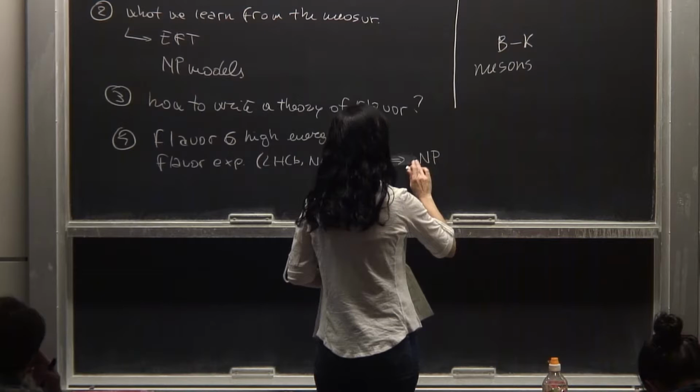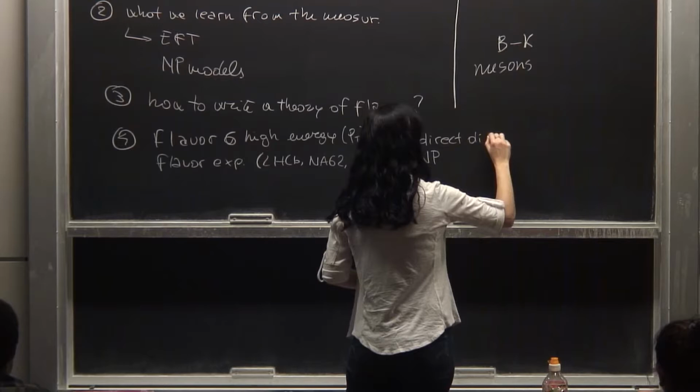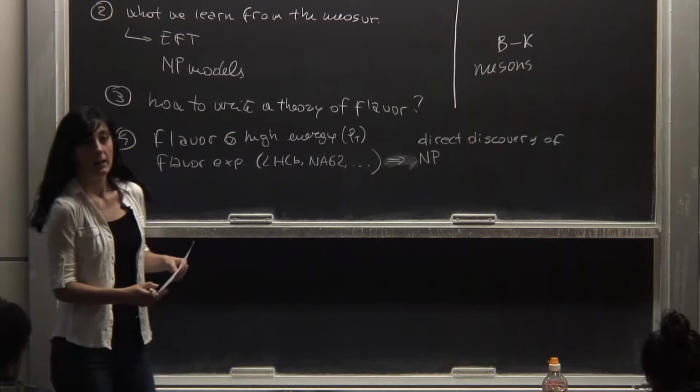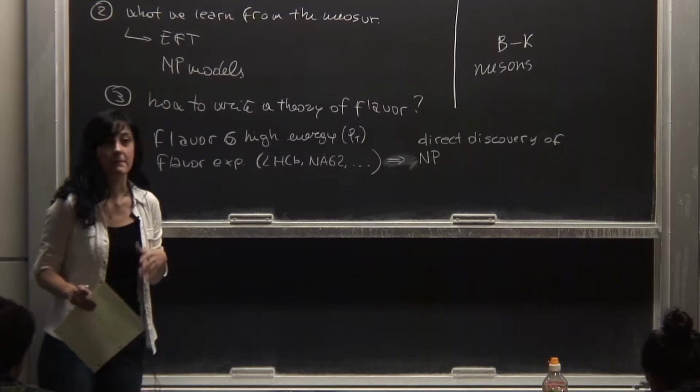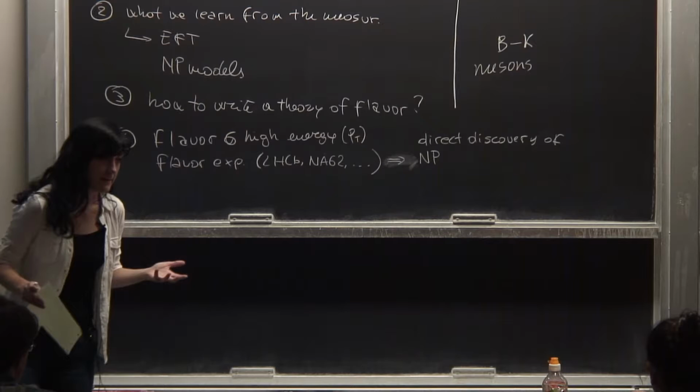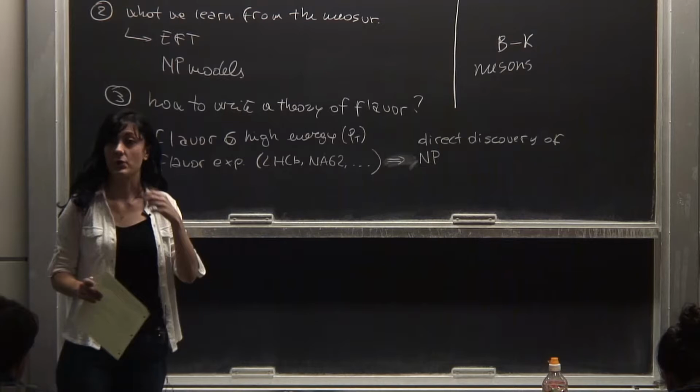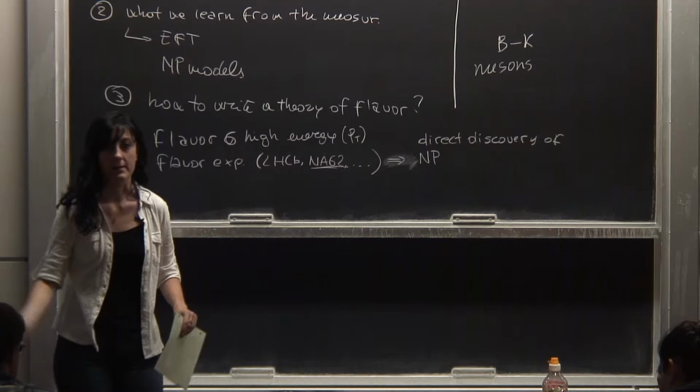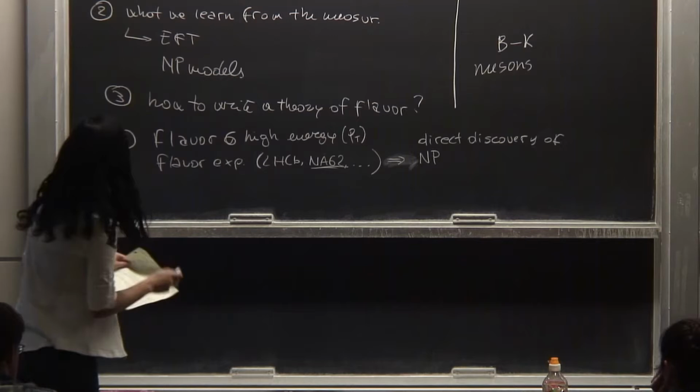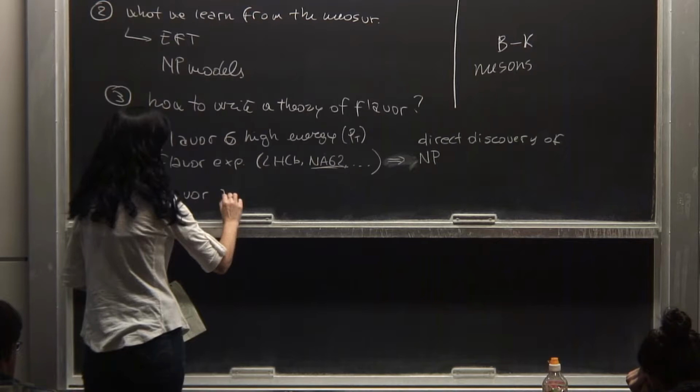New physics, so direct discovery of new physics. There are flavor observables. If you think about the LHCb experiment, you think immediately about flavor physics, right? But what I want to highlight is that this type of experiment can also directly discover new particles, and the same also applies to lower energy experiments like NA62 or the KOTO experiment, and so forth. And then finally, we speak about flavor anomalies.